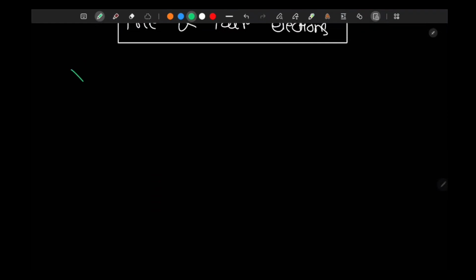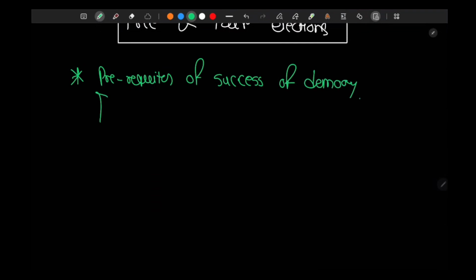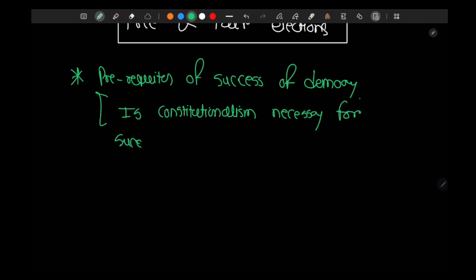Right. So we will see prerequisites of success of democracy. Or I can frame this same thing in other words. I can say, is constitutionalism necessary for success of democracy? Right. What is constitutionalism?